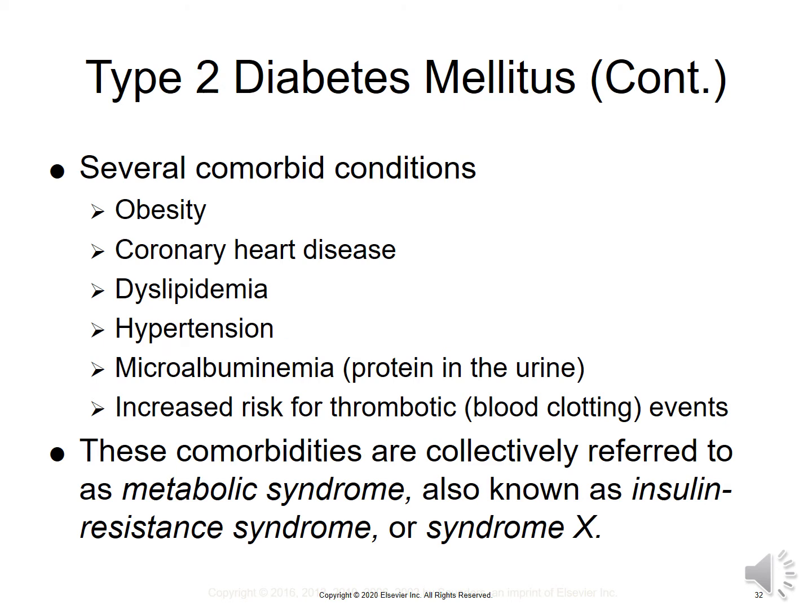Type 2 diabetes has a lot of comorbidities like obesity, coronary heart disease, dyslipidemia, hypertension, microalbuminemia, increased risk for thrombotic blood clotting events. And these comorbidities are collectively referred to as metabolic syndrome, also known as insulin resistant syndrome or syndrome X. The metabolic syndrome often comes about before you develop type 2 diabetes.